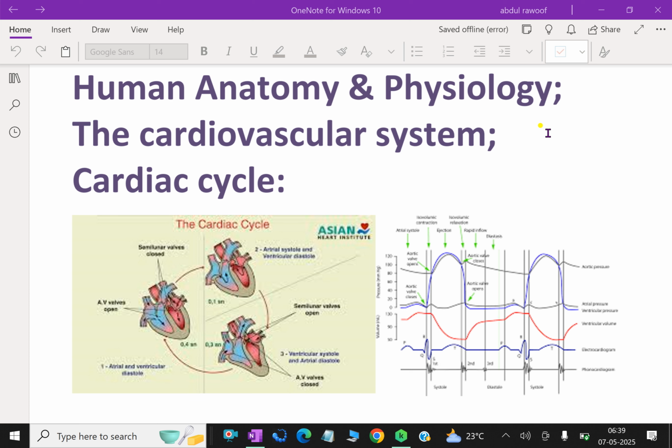The first sound, lub, is fairly loud and is due to the closure of the atrioventricular valves. This corresponds with the start of ventricular systole. The second sound, dub, is softer and due to the closure of the aortic and pulmonary valves. This corresponds with the ventricular diastole.